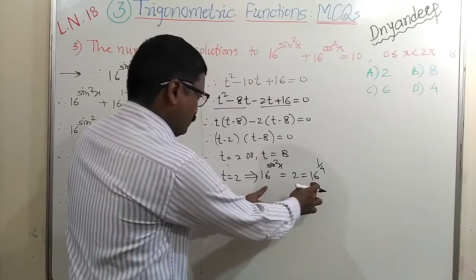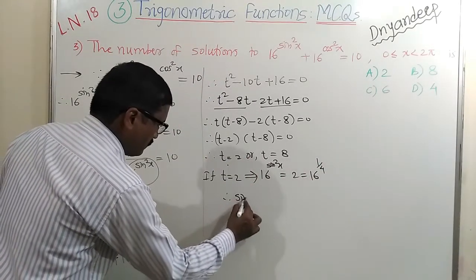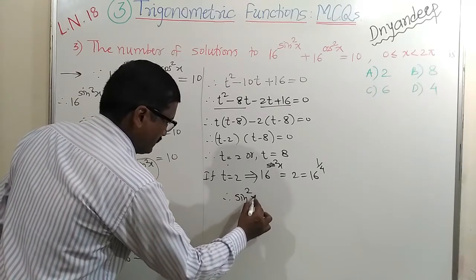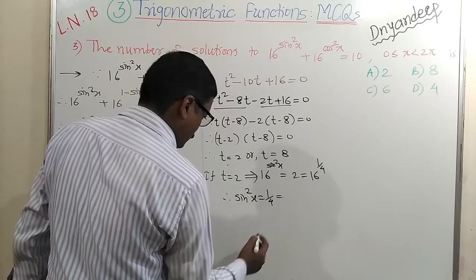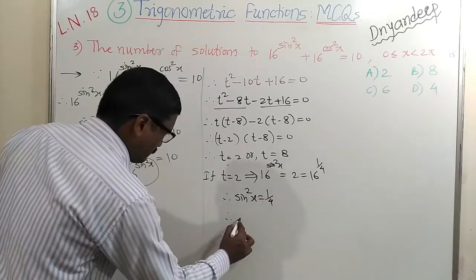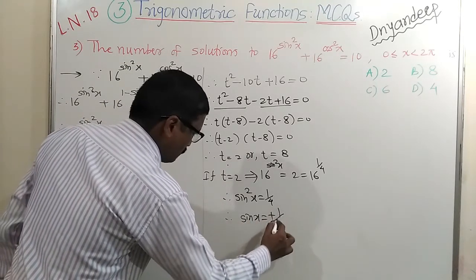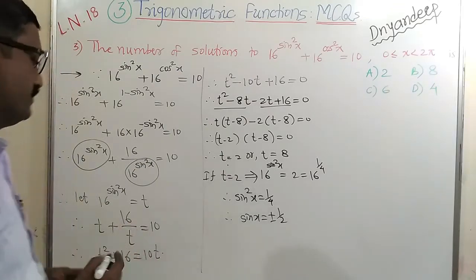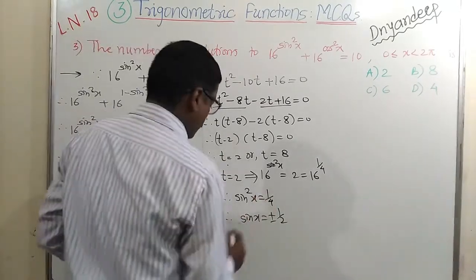Now equating these two, we get sin square x equal to 1/4. Therefore sin x equal to plus minus half. Now when sin x equal to half, let us solve this.